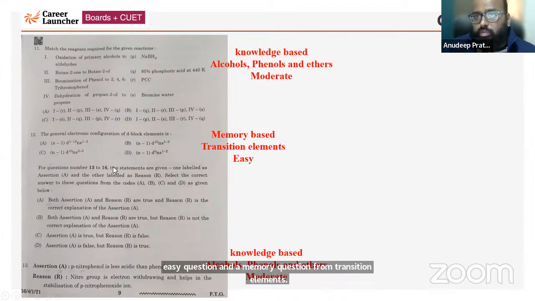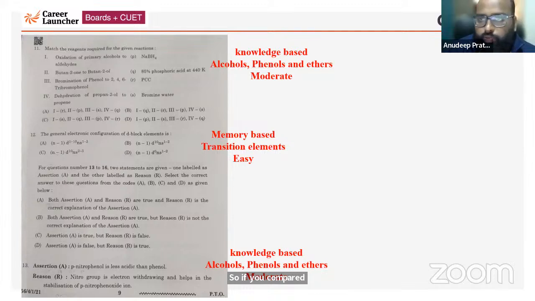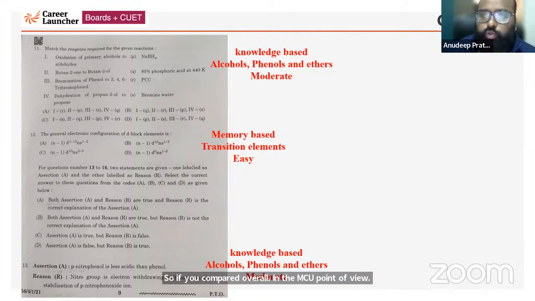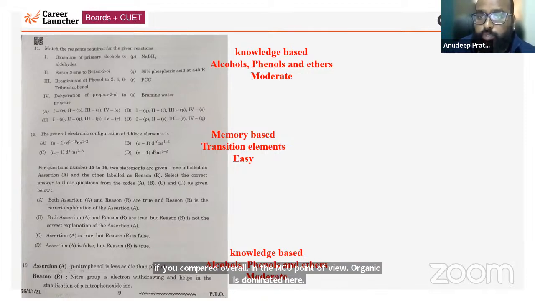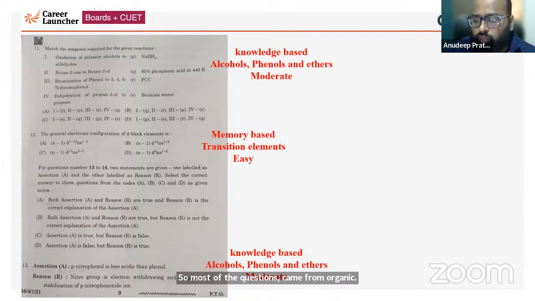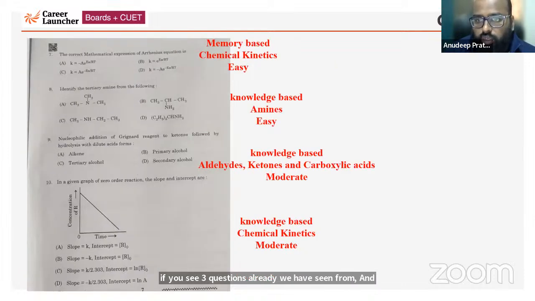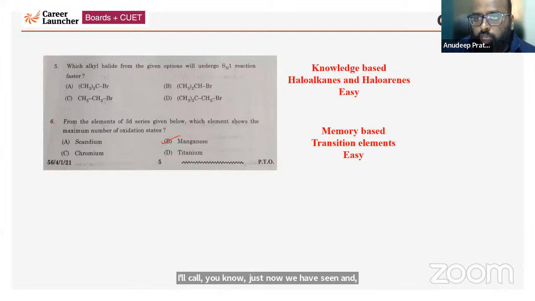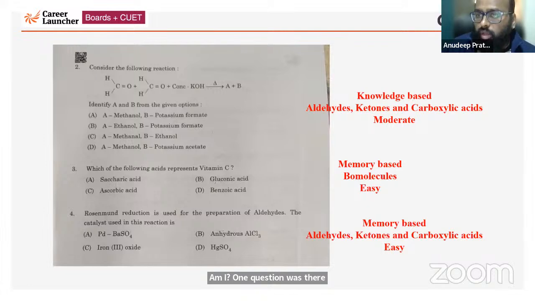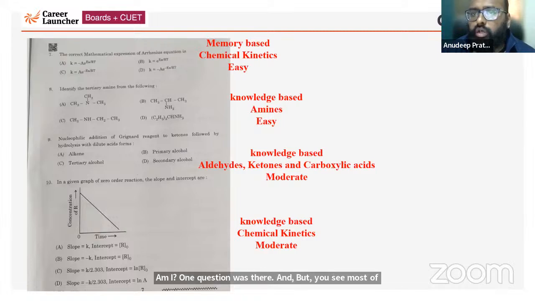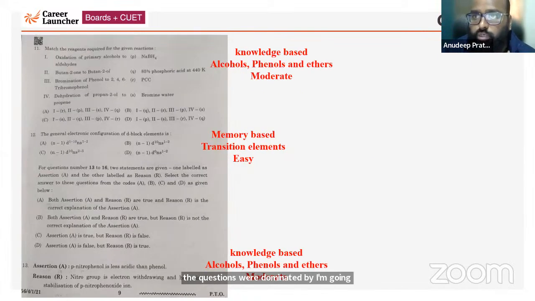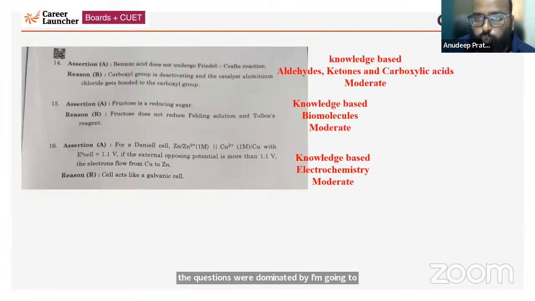So if you compare overall in the MCQ point of view, organic chemistry is dominated here. So most of the questions came from organic, especially if you see 3 questions already we have seen from aldehydes, ketones, and carboxylic acids, and alcohols, phenols. Just now we have seen, and chemical kinetics. You can see 2 questions. Amines, 1 question was there, right? Haloalkanes, haloarenes was there. Biomolecules was there. So overall, if you see, most of the questions were dominated by organic chemistry, and I'll say overall it is an easy question from the student's point of view.